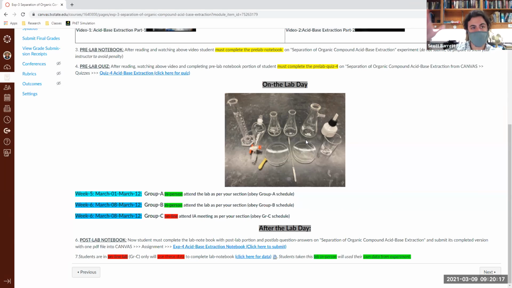And that way you can actually see exactly what these glassware are called and what they look like. So you can kind of associate the two if you're ever confused with those. So of course, we're meeting here online right now. And then afterwards, make sure to go forward and complete your post-lab notebook.